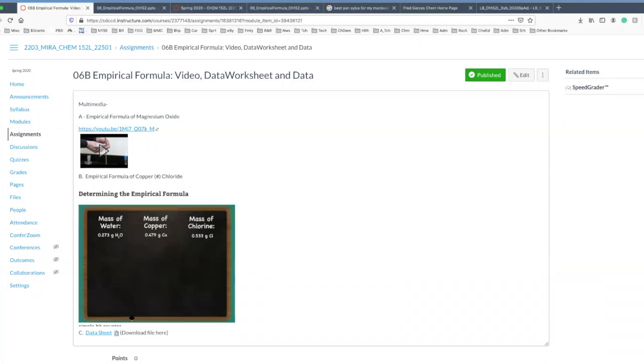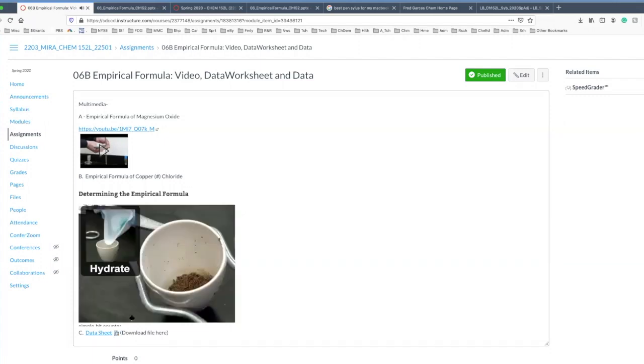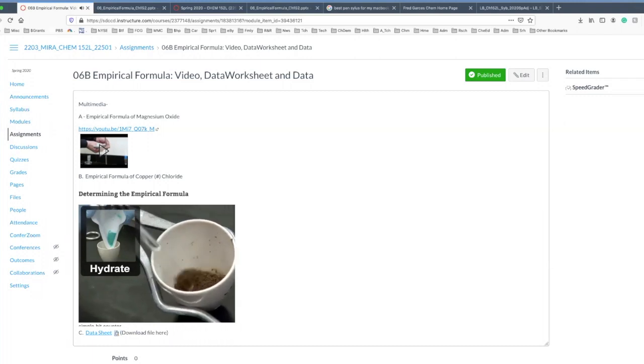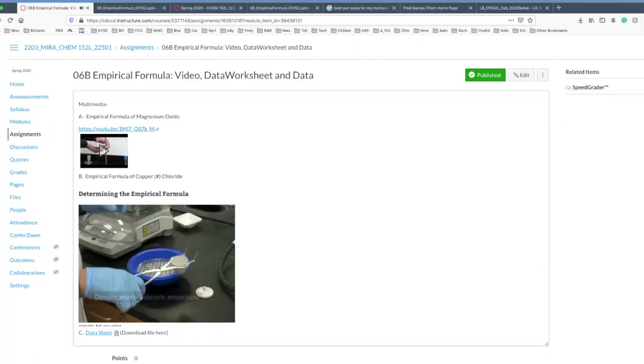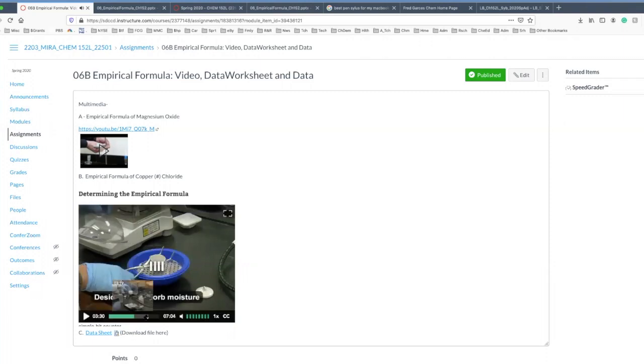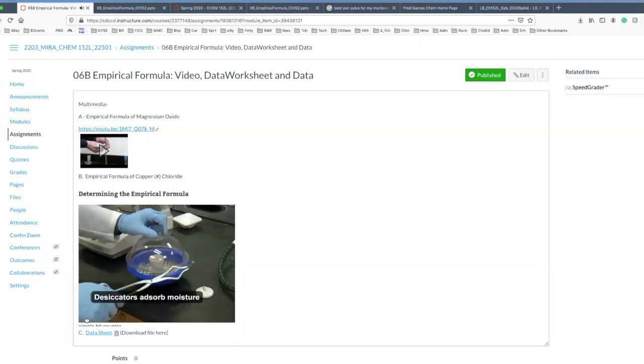Which is indicative of the anhydrous form of copper chloride. Stir to make sure that the water has been driven off and the color is consistent throughout. Next, cool the sample in a desiccator to prevent rehydration. So let me go ahead and stop there.